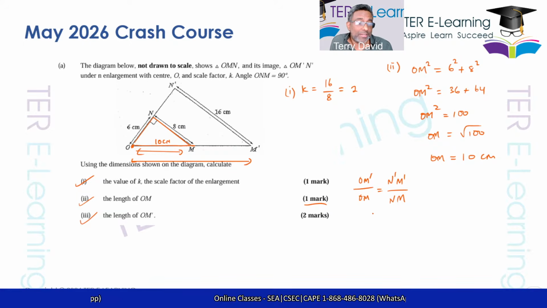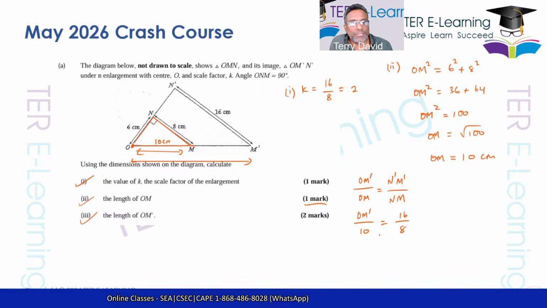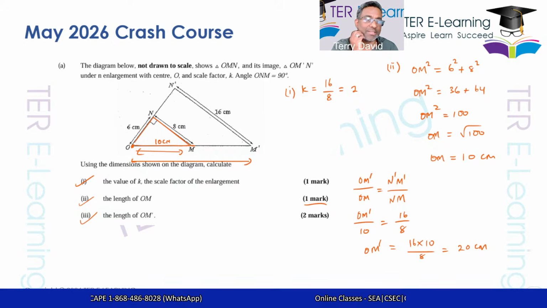So whenever we're looking at similar triangles, we can write the lengths in terms of a ratio. So in this case here, OM prime is what we want to work out. So that's OM prime divided by 10 is equal to N prime M prime, which is 16, all over 8. So just like the previous question, we're going to cross multiply. So OM prime is equal to 16 multiplied by 10 over 8. So that's going to be 8 into 16, 2 by 10, and you're going to get 20 cm. Okay, so that's how we treat a question like this.